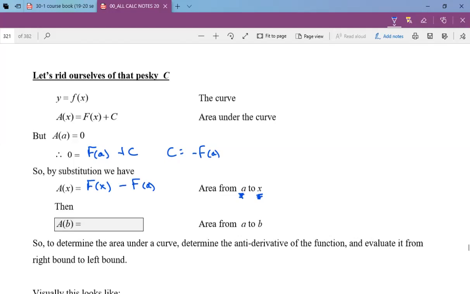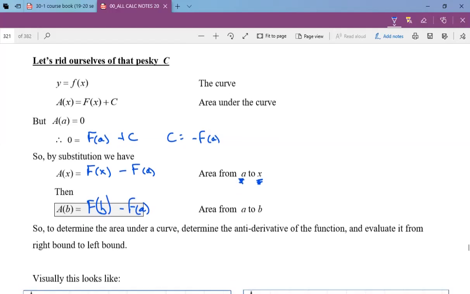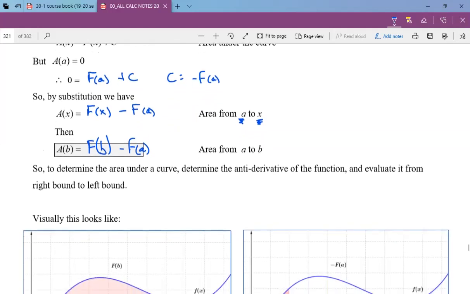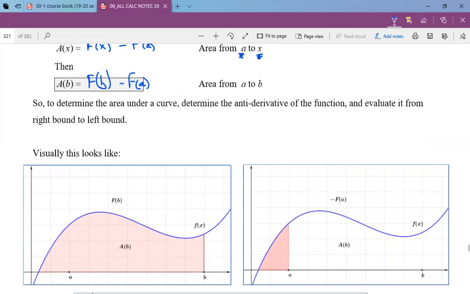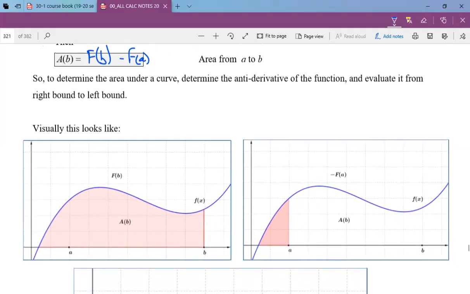And in general, we'll end up calling it the area from a to b is equal to F at b minus F at a. So to determine your area under a curve, find the antiderivative of this function, evaluate it at the right bound and the left bound, and subtract those.